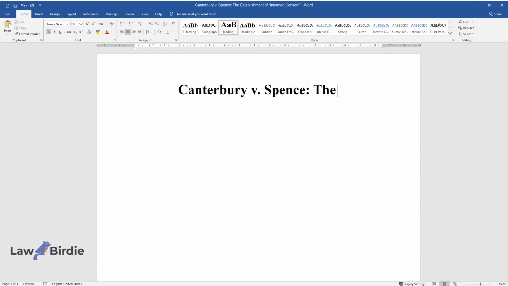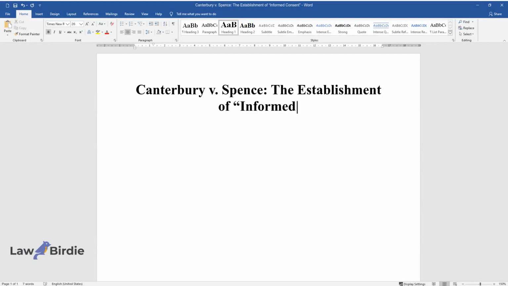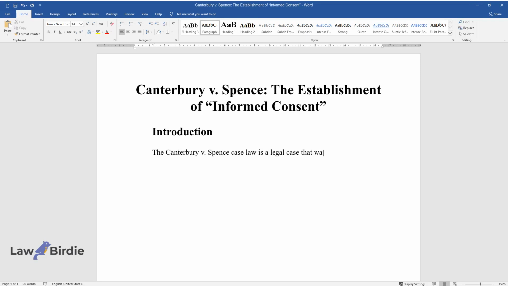Canterbury versus Spence, the establishment of informed consent. Introduction. The Canterbury versus Spence case law is a legal case that was decided in the United States in 1971.